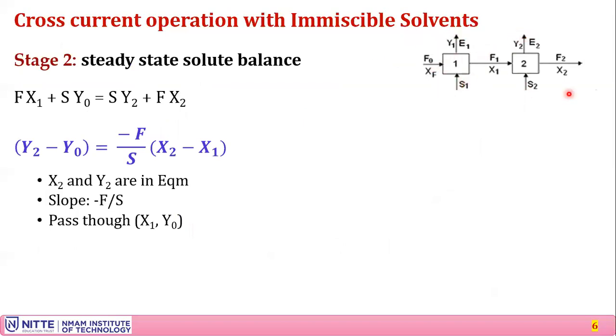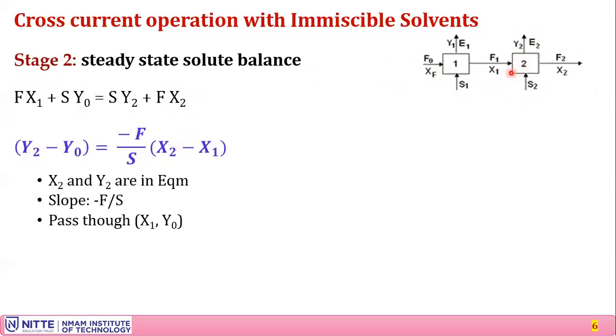Now let us move on to stage 2. As I have told you, f1 and f2 are all equal to f, and s2 and e2 are both equal to s. So considering that, f into x1 is the input here, the output is f into x2. Input here is y0 into s, output is s into y2. That's what I have: two inputs, two outputs. Rearrange the equation as I told you earlier, the same logic holds good. Note that y2 and x2 are in equilibrium.